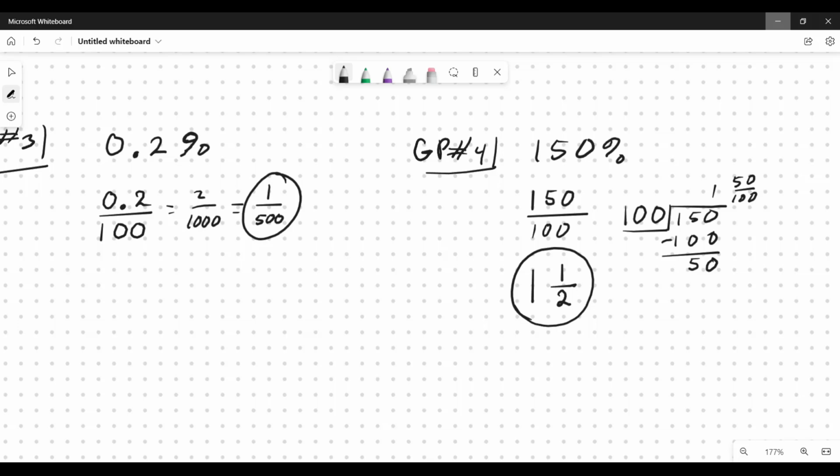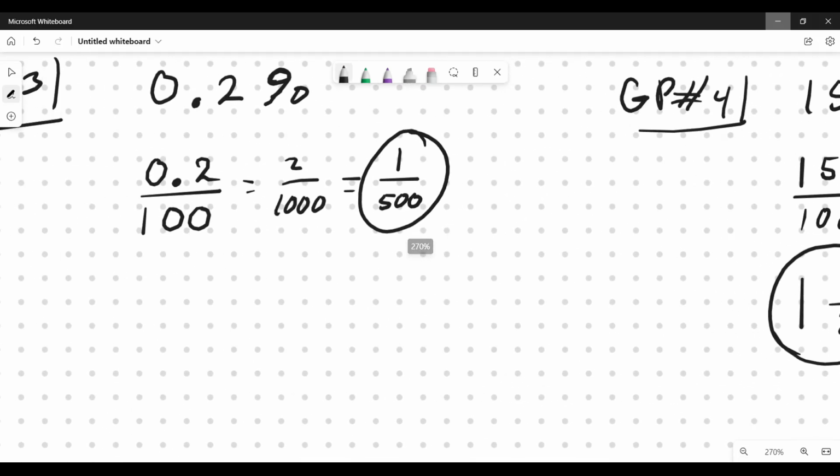What did you divide by? Did you get 2 over 1,000? Yes. Okay, so what did you divide by? I reduced it by dividing by 2. Okay, so what's half of 1,000? 50. Oh, I thought it was 100.